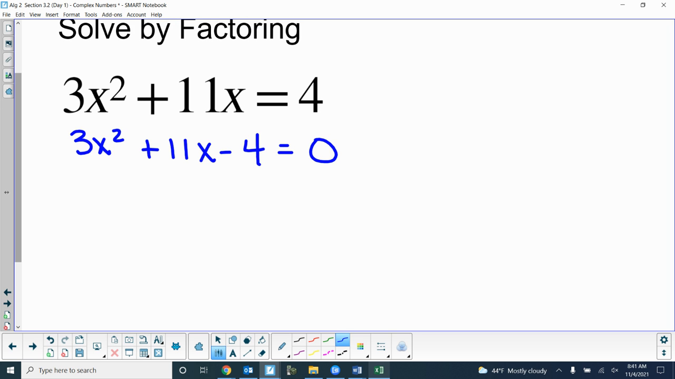Now, is there a GCF? Always look for that first when you factor. No. So it's got 3 terms. It's one of those trinomials. Are these both positive perfect squares? No. So it's not one of those special trinomials.